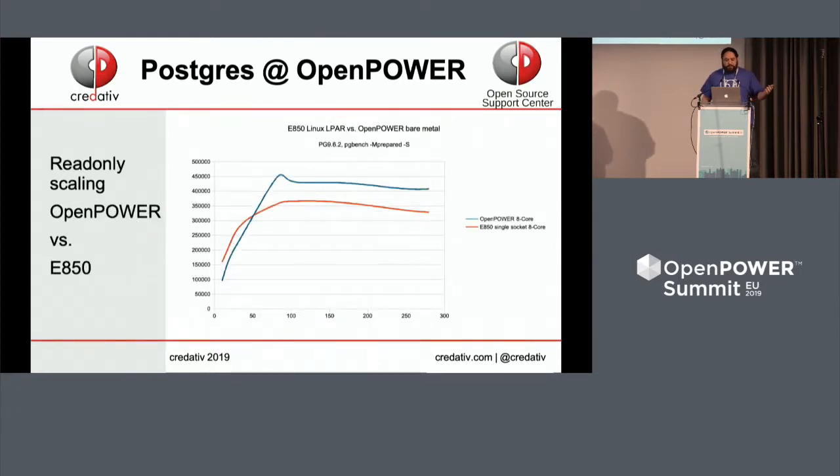And so the first graph, we actually have graphs. Here we're scaling reads, and this is just a read-only test. It's probably the most basic test that you would run that has database interaction. This was OpenPOWER versus the E850. The blue line is the OpenPOWER on an 8-core machine. The red one is the E850 single socket 8-core. So it's relatively similar hardware profiles.